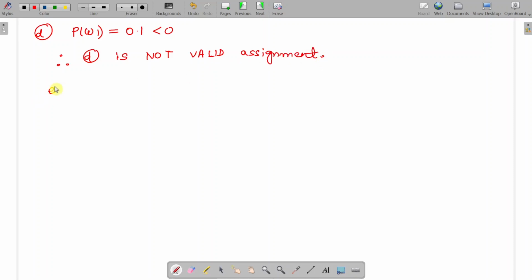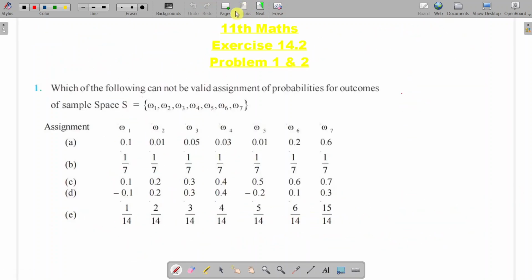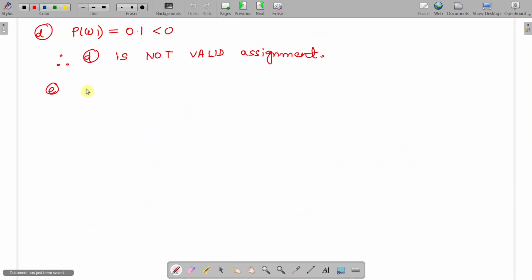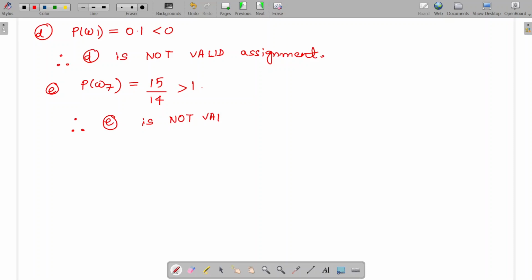Okay, so now E, let us see. E is this. If you look at this here, the probability of omega 7 is 15 by 14, which is greater than 1, right? Why? Because the numerator is greater than the denominator. So definitely 15 by 14 is greater than 1. So now the first condition itself is not satisfied. All the probabilities are not between 0 and 1. So therefore E is not a valid assignment.